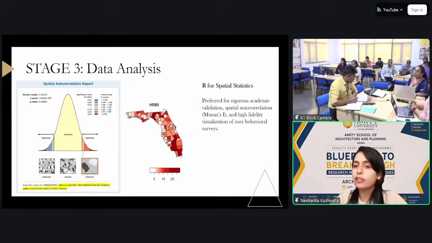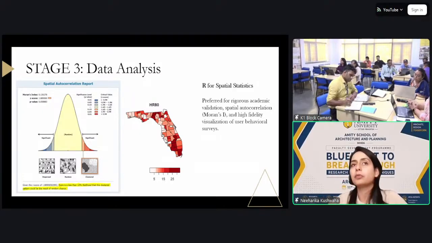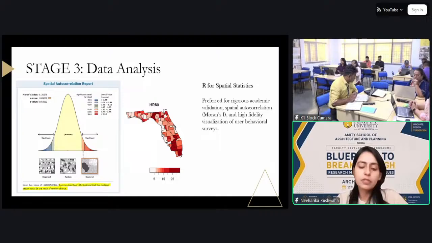R. R we have all learned in our research journey as one of the regression analysis tools for statistics. But very few of us know that R also works for spatial statistics. It can help you to produce out, for example, this is one of the examples where we had used R for computational regression analysis. We had to do correlation analysis. We wanted to do certain clustering, spatial autocorrelation.